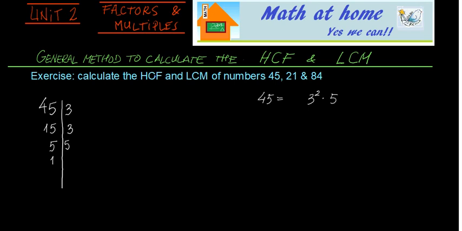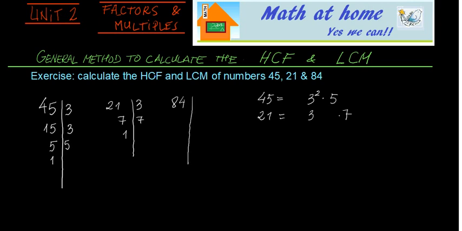Next, 21. Is it divisible by 2? No, it is not. By 3? Yes. So when you do the prime factor decomposition of number 21, you get 3 times 7. And we place this in column so that you have the same factors under the same factors. You find it easier.